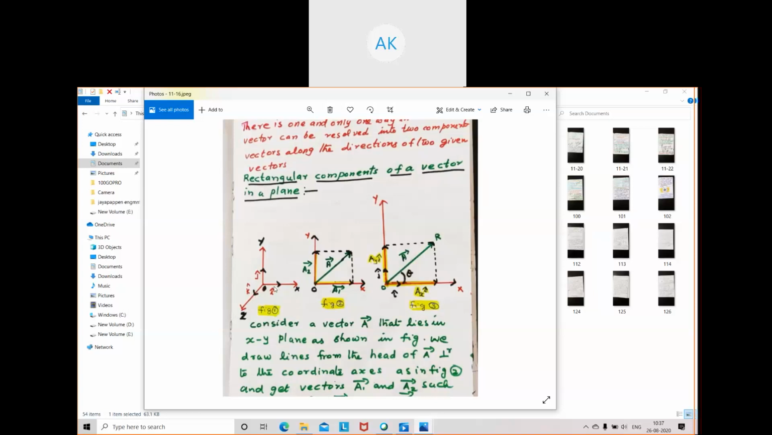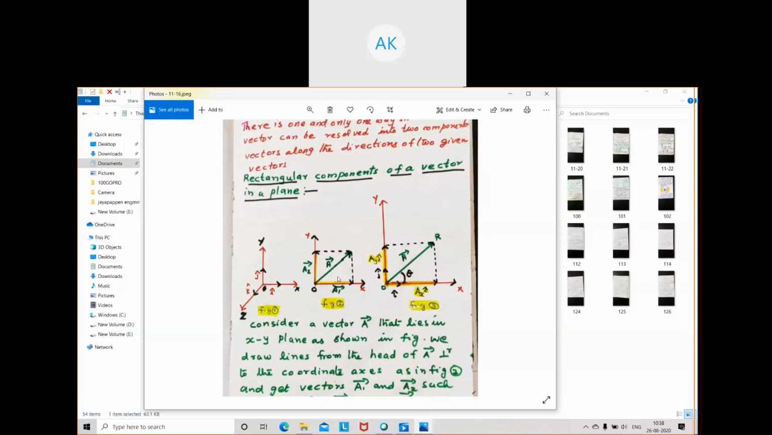So what does î mean? It is the unit vector along the x direction. ĵ means the unit vector along the y direction. k̂ means the unit vector along the z direction. That's the explanation of this figure.